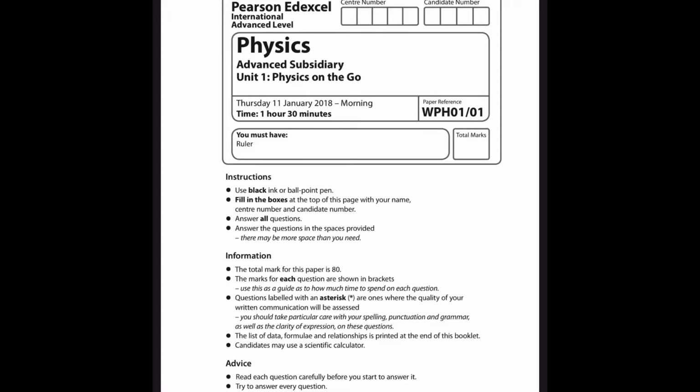Hi, this is Physics Unit 1, January 2018. Number 1. The unit for power is the watt. Which of the following is equivalent to the watt?